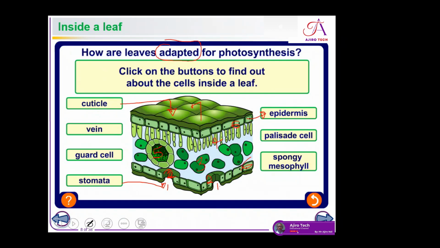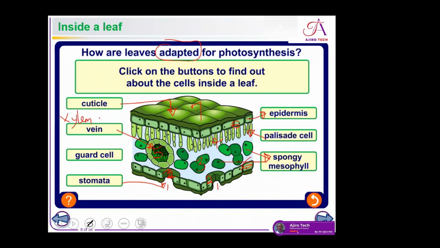4 is the palisade mesophyll. Yes, you are correct. 3 is the spongy mesophyll. But where you have issues is 5. 5 are the veins, the transport vessels. The veins here include the xylem and phloem.